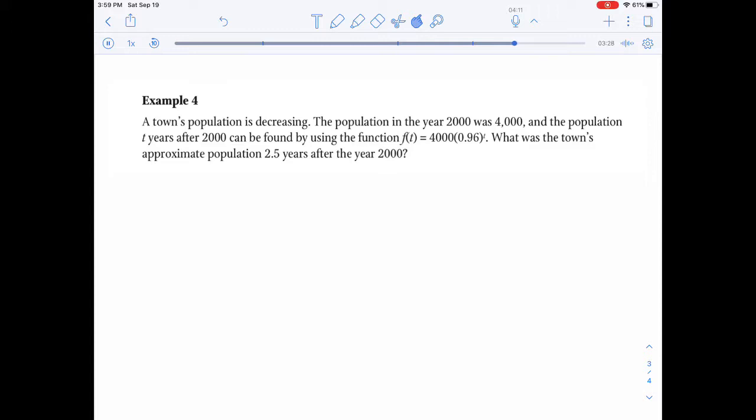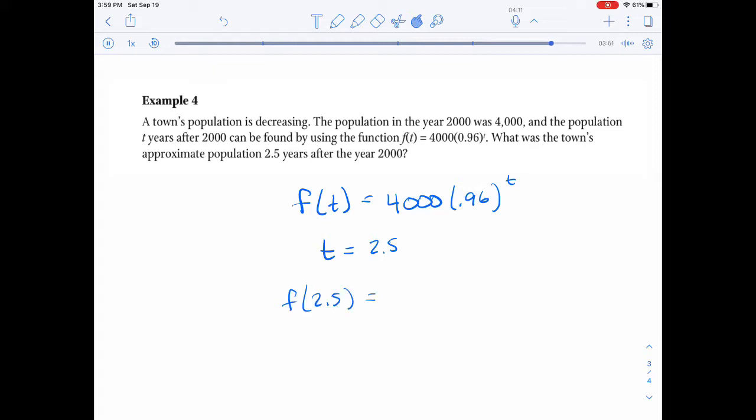Let's begin by writing the function. So we have f of t is equivalent to 4,000 multiplied by 0.96 to the t power. Now we are asked 2.5 years after the year 2000, so t is equivalent to 2.5. So we're going to take the function of 2.5, which is equivalent to 4,000 multiplied by 0.96 raised to the 2.5, substituting that in for t. And that would be approximately 3,612 people.